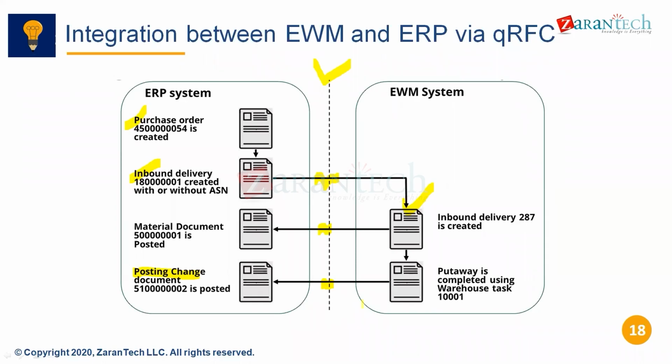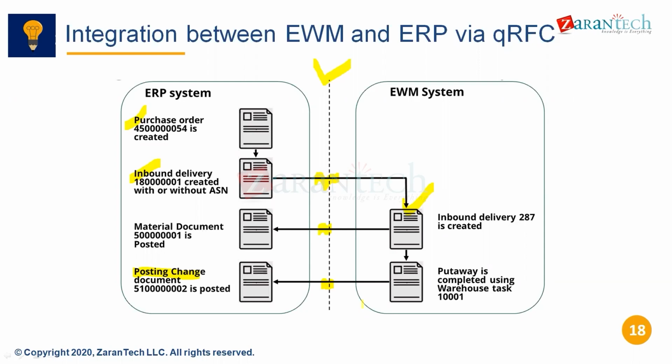Rohan, just one small doubt. If I compare it with ECC, when we do the inbound process, we do the put away first, and we do the labeling, and after that we perform the GR. But in EWM, GR is happening before the put away, right? Is that mandatory, or is that just the way we go?